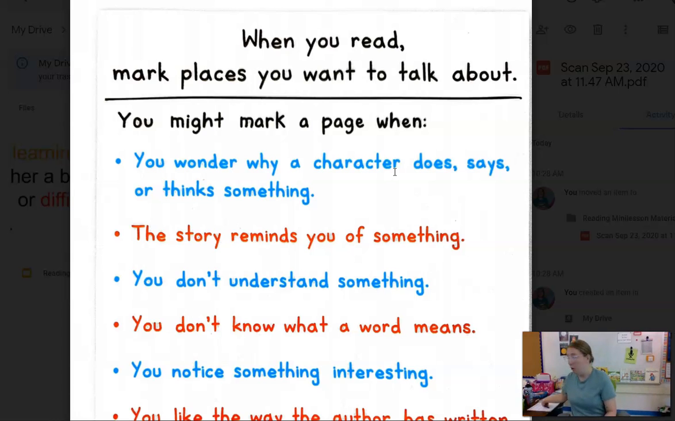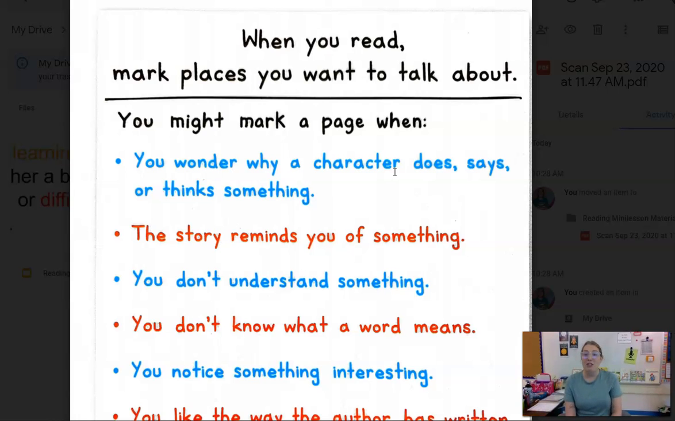Then you can use a pencil or a pen to write down the page numbers that you want to talk about. So let's say I'm reading the book Pecan Pie Baby and I realize on the third page I love the illustrations. I would very quickly write page 3, illustrations. I would write that down so that when I come back to my conversations about books, I can go ahead and see that page 3 was a page that was important to me. Because remember, we're looking for things that are important and we're looking for reasons to mark a page while reading.